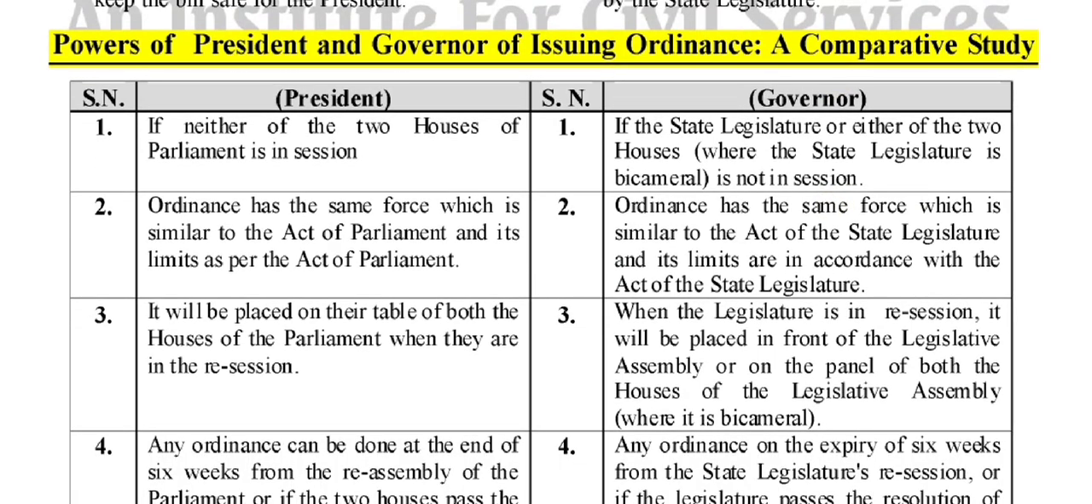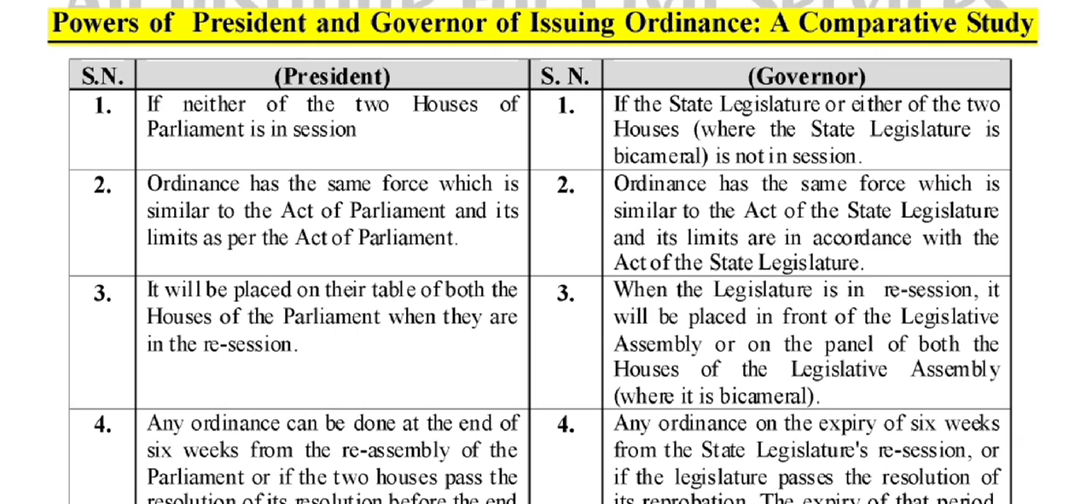A comparative study of when they can pass the ordinance. For the president, if neither of the two houses of the parliament is in session. For the governor, if the state legislature, or either of the two houses where the state legislature is bicameral, is not in session. For the president, an ordinance has the same force as an act of parliament and its limits are as per the act of parliament. For the governor, an ordinance has the same force as an act of the state legislature and its limits are in accordance with the act of the state legislature.